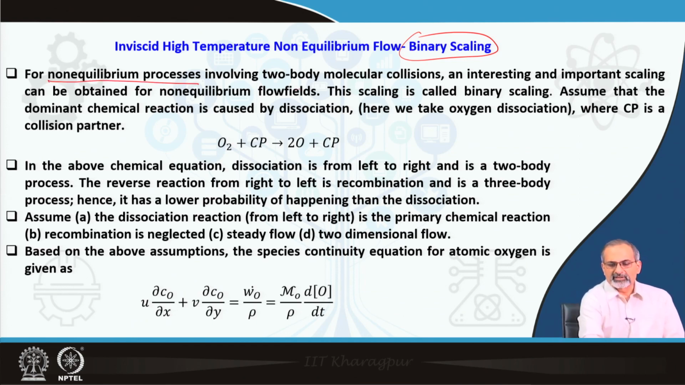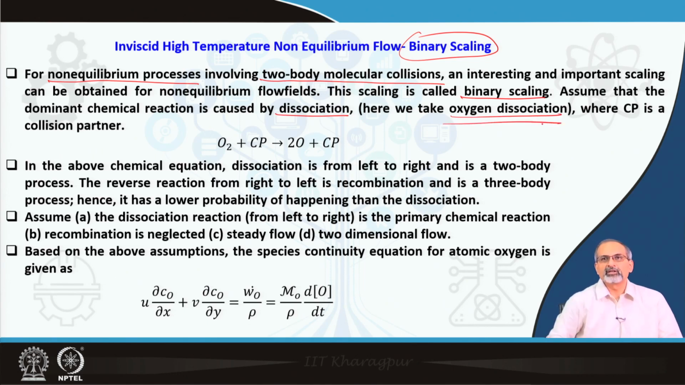For non-equilibrium processes involving two body molecular collisions, an interesting and important scaling can be obtained from non-equilibrium flow fields. This scaling is called the binary scaling. We assume that the dominant chemical reaction is caused by dissociation. Here we are talking about dissociation of molecular oxygen, and the collision partner is generically represented as Cp, and that leads to dissociation of molecular oxygen to atomic form.